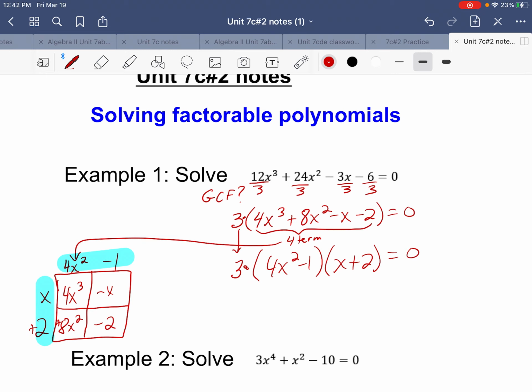So one of the main reasons why we learn how to factor is so we can solve. Once we get it broken down here, we're going to look at 3. There's no variable with 3, so we're not going to use that to solve anything. We can't solve because there's no variable there. 4x squared minus 1, that's a binomial. We can look to see if we can factor it further because we have a quadratic. You can actually factor it further, but because we've already looked at solving quadratics with only one term with an x, we can actually solve this binomial without factoring further.